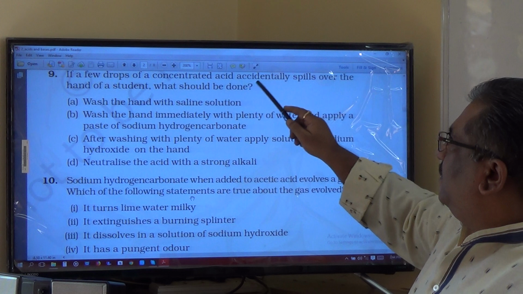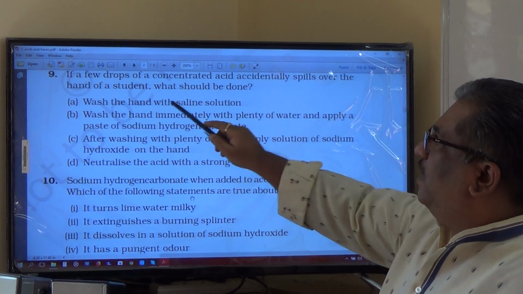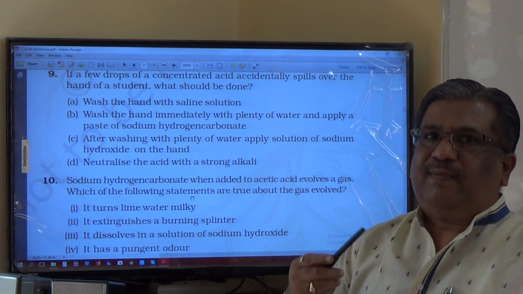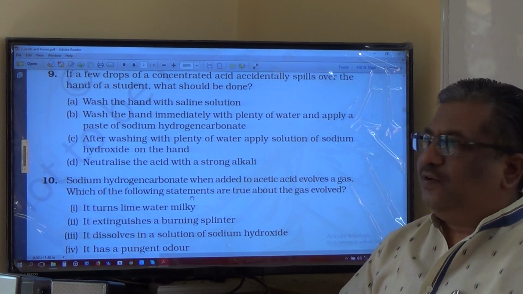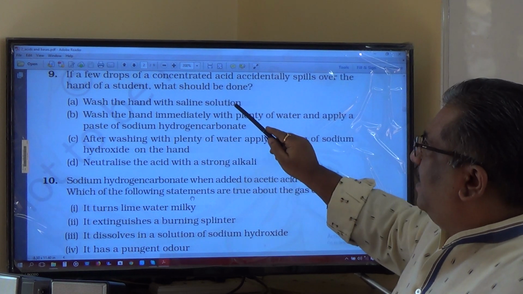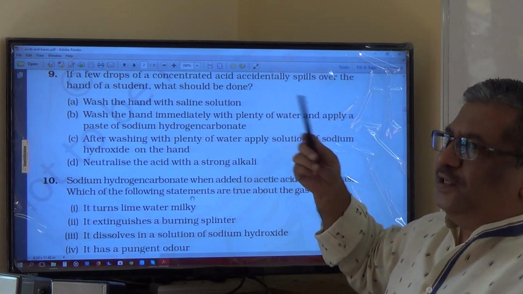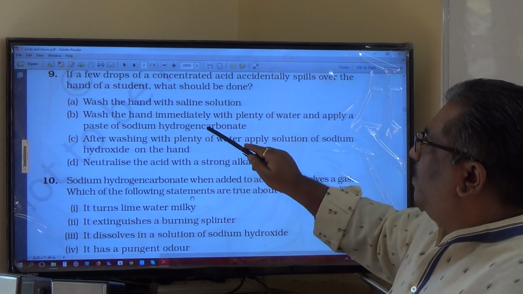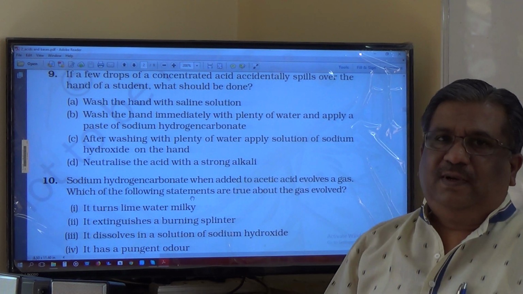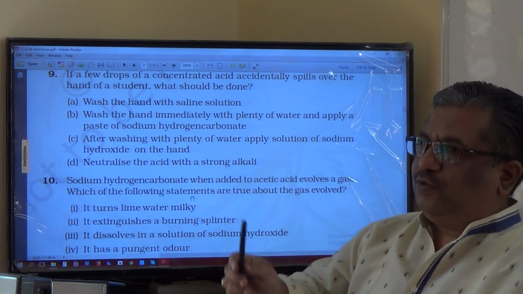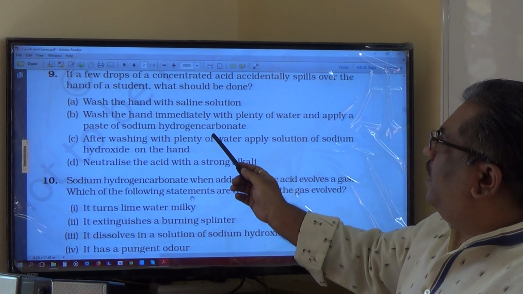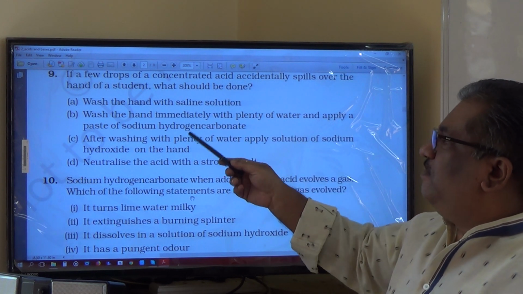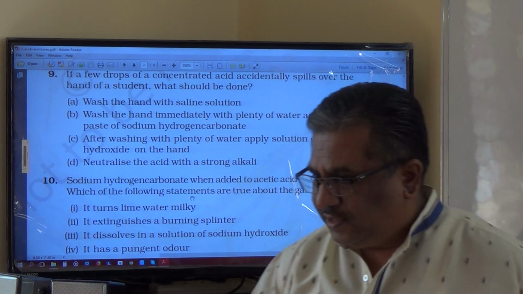Few drops of concentrated acid accidentally spill over the hands of a student. What should be done? If it is an acid, apply something mildly basic. Wash hand with saline solution? No, salt solution is very dangerous. Wash hand immediately with plenty of water and apply a paste of sodium hydrogen carbonate. Yeah, this is the answer. Why is it so? Wash hands so that excess acid goes off, and hydrogen carbonate is a base that nullifies the effect of concentrated acid and gives relief. Next, 10th one.